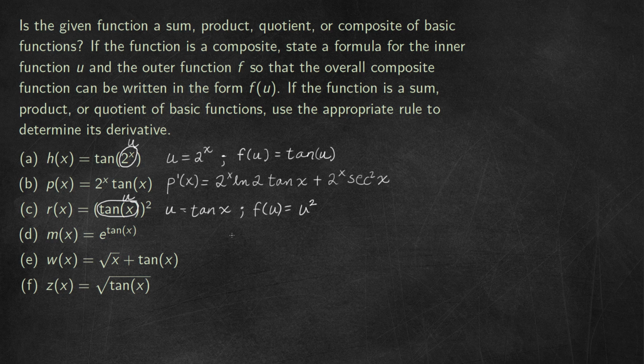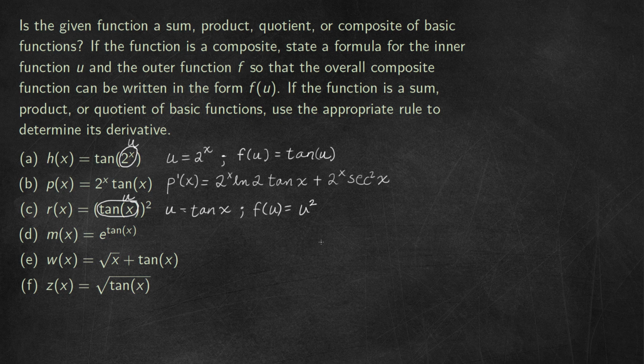And again, if we look at these separately, we have derivative rules for finding the derivative of tan x. We have a derivative rule for finding the derivative of u squared. We don't have a specific rule for finding the derivative of tan x squared. So we need to separate them out so that eventually we'll see how to use the chain rule to find this derivative.